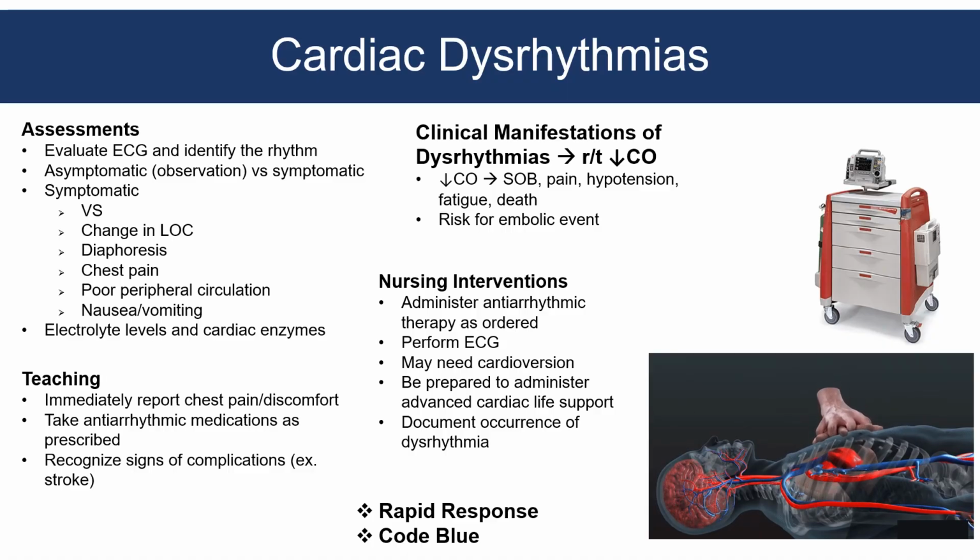We also want to monitor electrolyte levels and cardiac enzymes. So we know many of these dysrhythmias can be caused by abnormal electrolytes. So we want to make sure those are normal. And oftentimes when a patient goes into these dysrhythmias, one of the treatments is to get up-to-date labs. So draw labs and treat the electrolytes that are abnormal. And then cardiac enzymes such as troponin, serial draws, so draws over time to see what's going on.